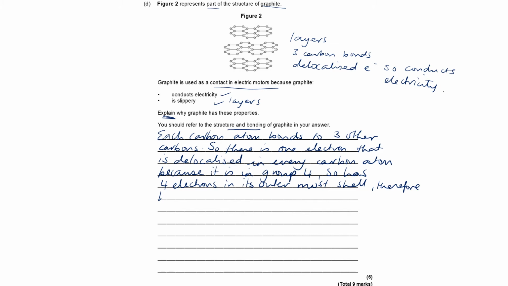And then the next part says graphite is used as a contact in electric motors because graphite can conduct electricity and is slippery. Explain why graphite has these properties. So I've got to say why. And it says you should refer to the structure and bonding of graphite in your answer.